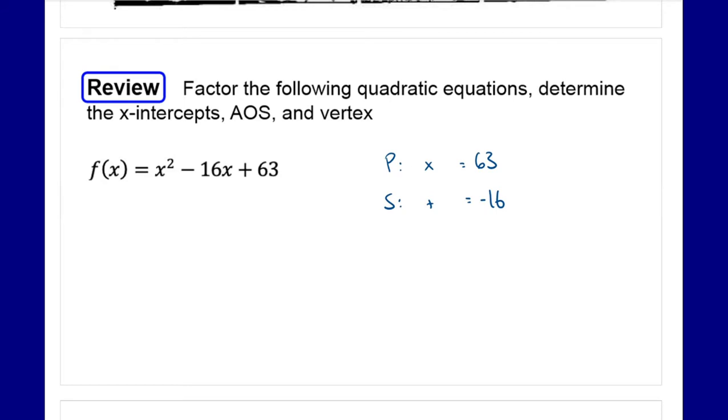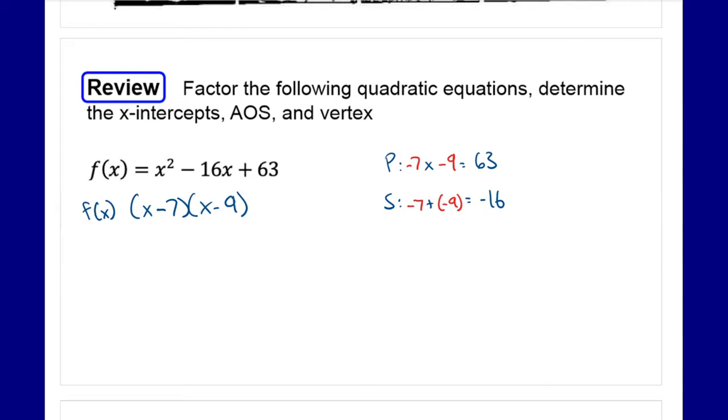We can think about it and work through it. We should find that those two values are negative 7 and negative 9, because negative 7 plus negative 9 gives me negative 16, and when I multiply them, I get 63. Now that I have those two values, I can just plug them into brackets with x, so (x minus 7) and (x minus 9). Here I've gone from my standard form to my factored form. We've done this before.